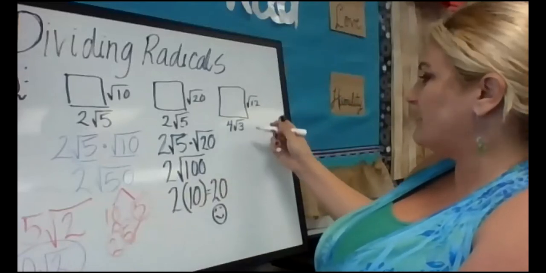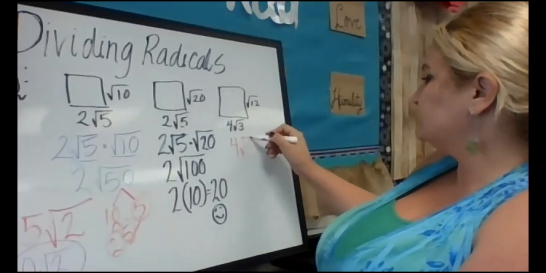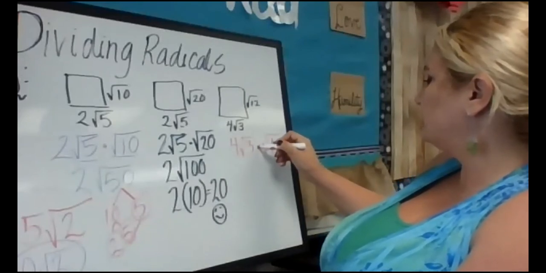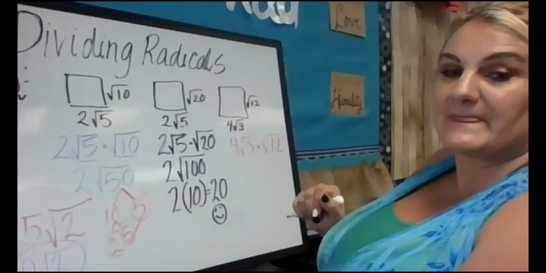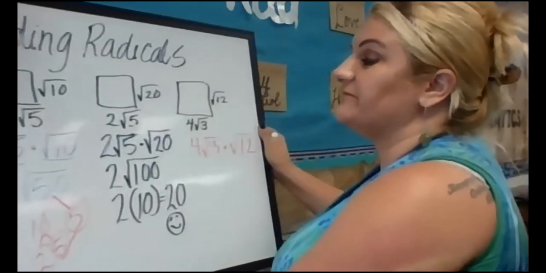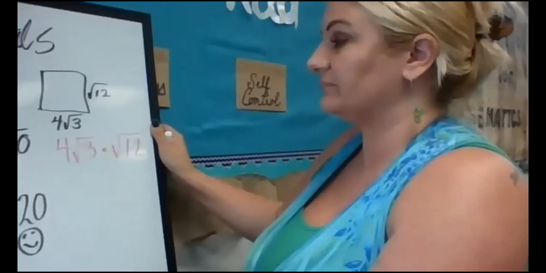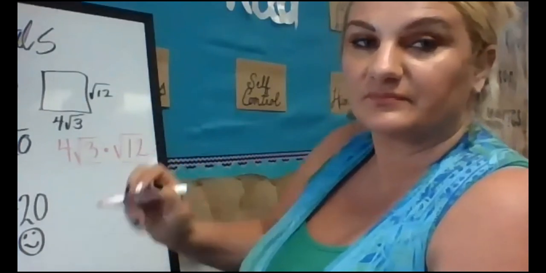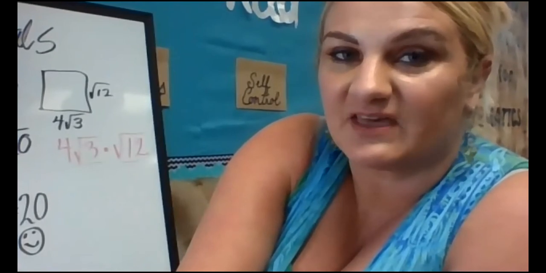is going to give us another perfect square. So let's do 4 times the square root of 3 times 12. Okay, I can multiply 4 and 3 because why? Why can I multiply 4 and 3? Or the radicand of 4 and 3? They're the same what? Value. 4 and 3 are not the same value.